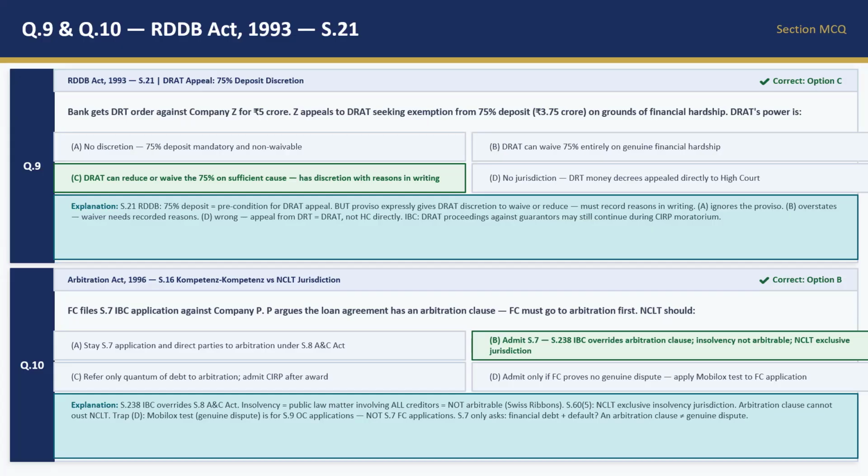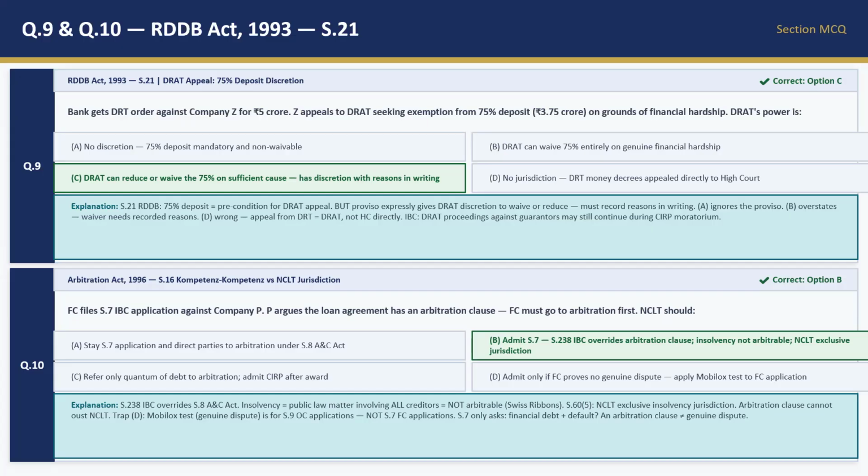Arbitration Act, section 16, competence. So FC here files section 7 IBC application against company P. P argues the loan agreement has an arbitration clause. So he says that we should go in for arbitration first because the loan agreement has got arbitration clause. So FC must go to arbitration first.